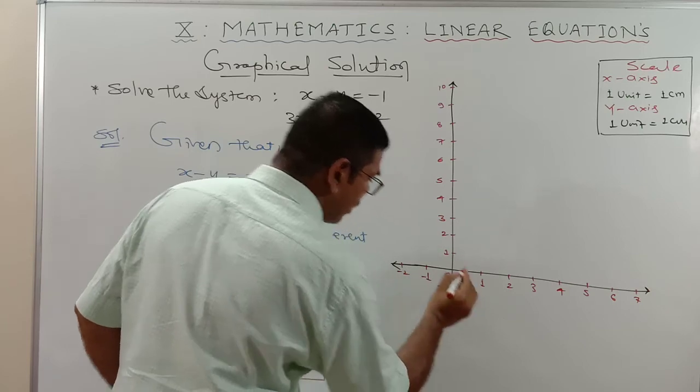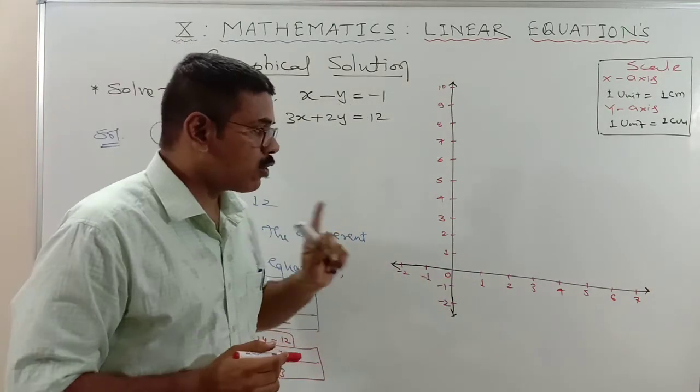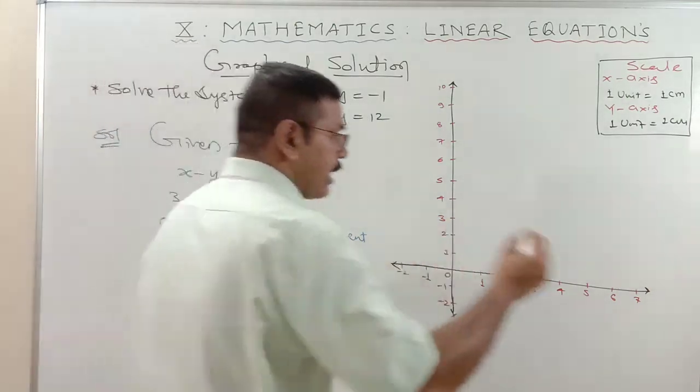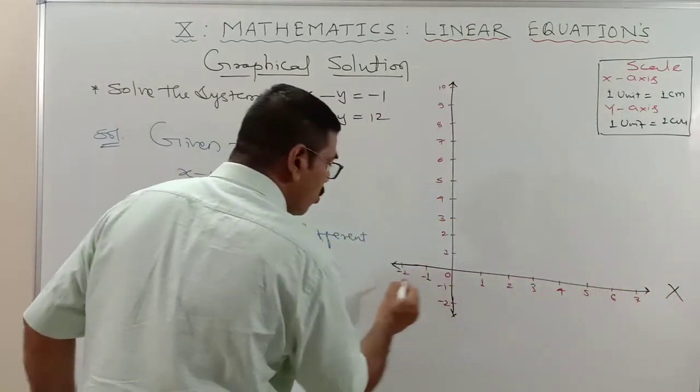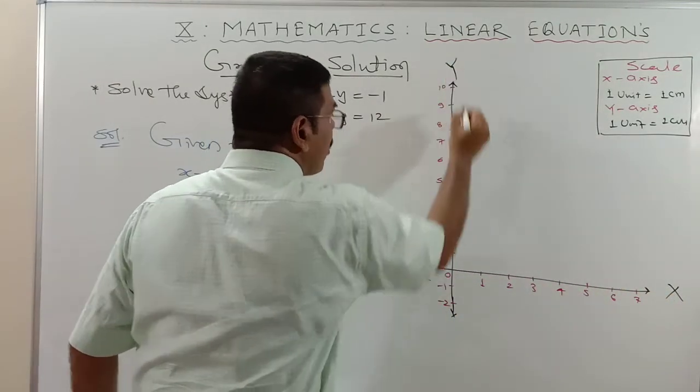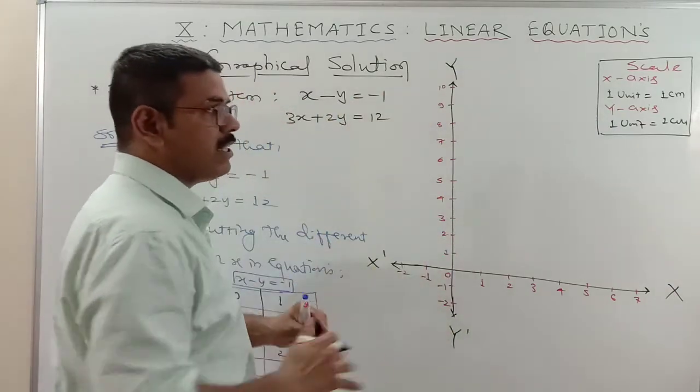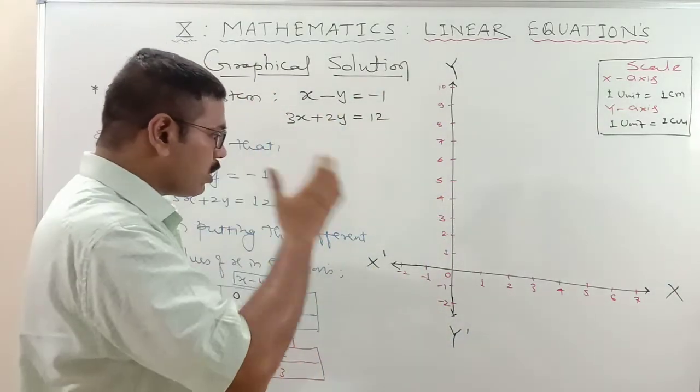Minus 1, minus 2. At least 2 negative points should also be taken. Here the axes should be named x dash and y dash. It is your complete graph. Is it clear? Now you need to draw the points.